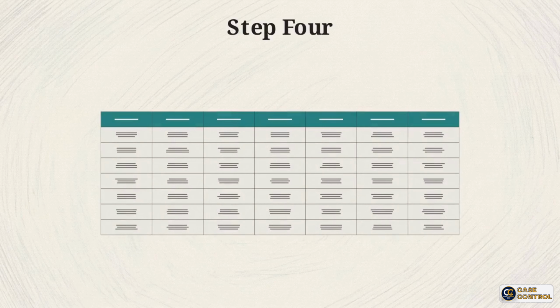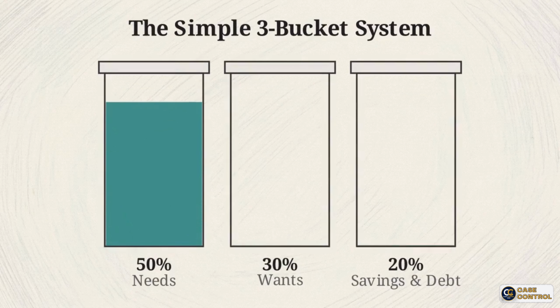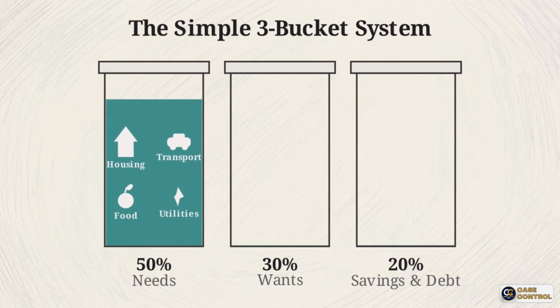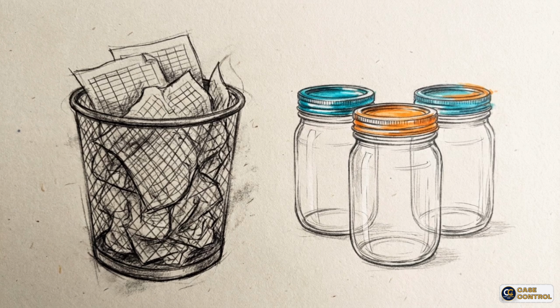Step 4. Replace 30-category spreadsheets with 3 buckets. Simple systems get followed. Use 50% for needs like housing and transport, 30% for optional wants, and 20% for savings and debt. A complex project gets abandoned, but 3 jars take 30 seconds to check.